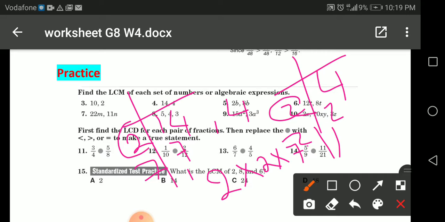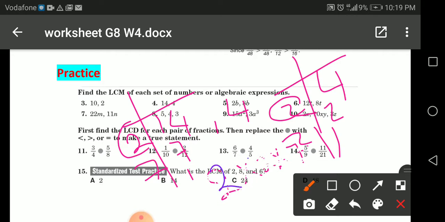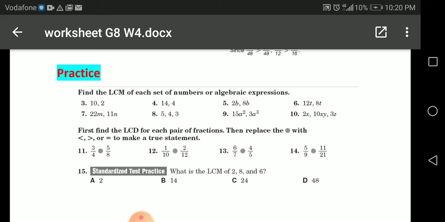If you prefer to write it by yourself to make it easier for you, do it. You can write it under each other, so as not to be confused or write anything wrong. I write here 2 multiply 7, and under it 2 multiply 2, and you take the repeated one just once, and the non-repeated one from each. 2 times 7 is 14. 14 times 2 equals 28. So the answer will be 28.